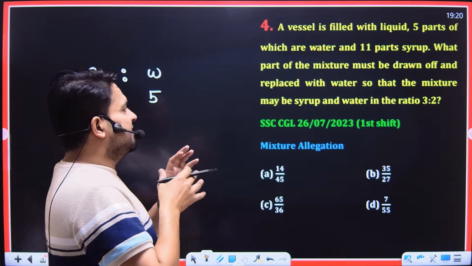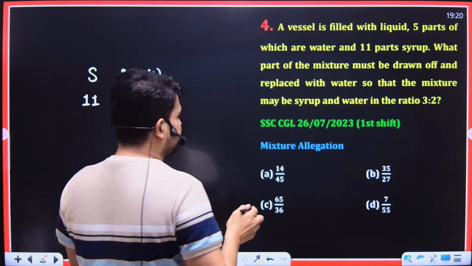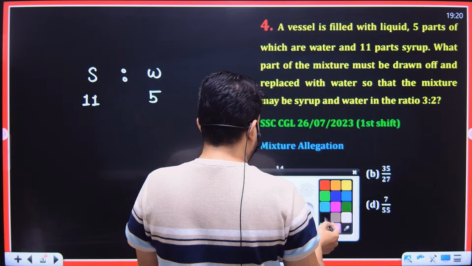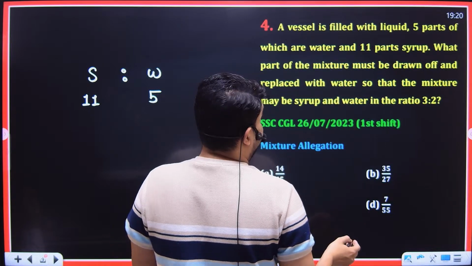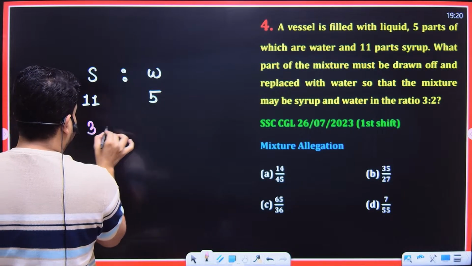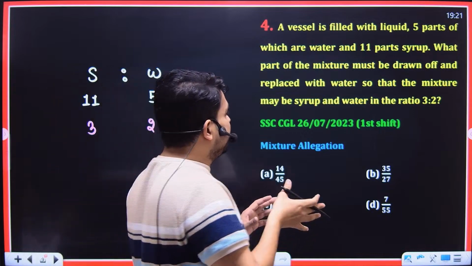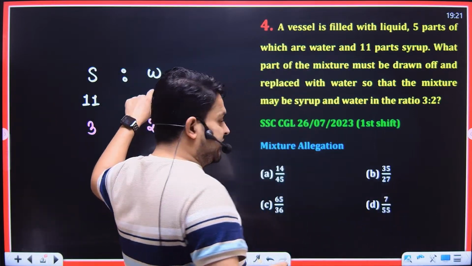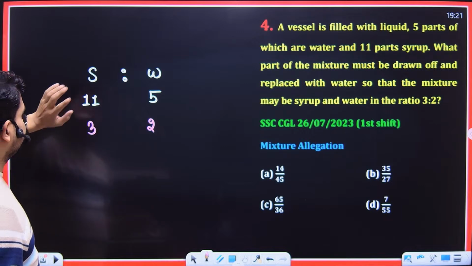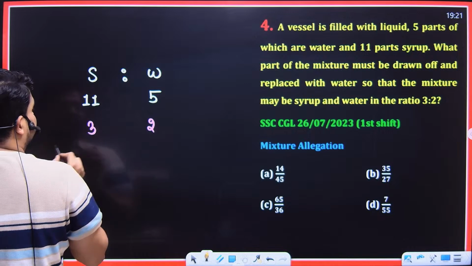What part of the mixture must be drawn off and replaced with water so that the mixture may be syrup and water in the ratio of 3:2? Syrup is 3 and water is 2. We are replacing the mixture with water. If we are changing water, our syrup should be the same, but our syrup is not the same. Why? It is 11 here and it is 3 here.